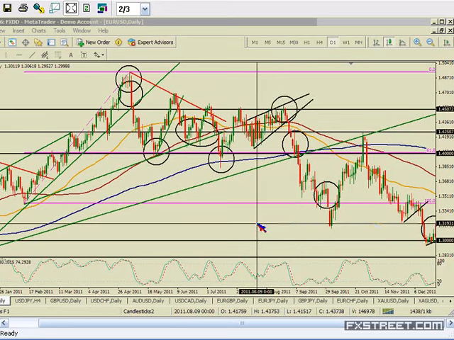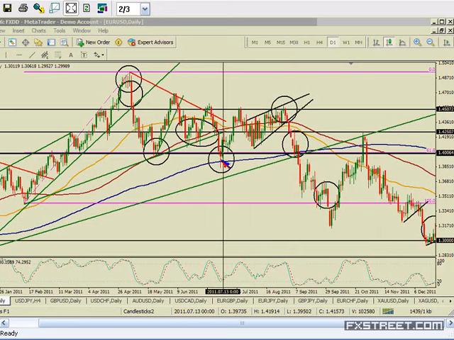Let me take a look here. Yeah, same type of thing here. We have a hammer candle right around support. Okay, support resistance 140 level on euro dollar. Okay, this is sort of back in the day.